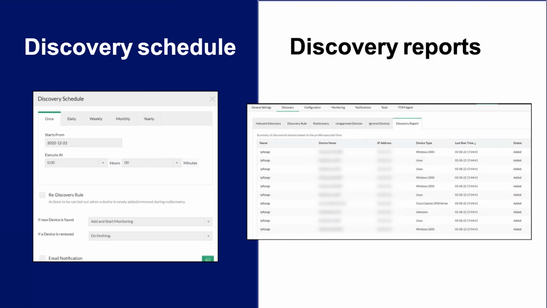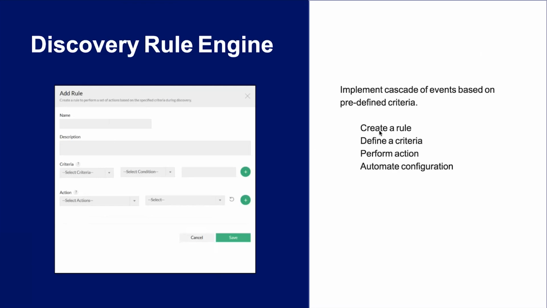But there's one part of discovery that often ends up eating a lot of your time, and that is post-discovery operations. Once discovery scans are done, often you'll be confronted with a list of devices which you have to individually review and then associate monitors to, associate notification profiles. Such things you have to do yourself manually, and that can end up eating a lot of your time. But OpManager Plus has a feature which will enable you to automate these post-discovery actions, and that's called Discovery Rule Engine.